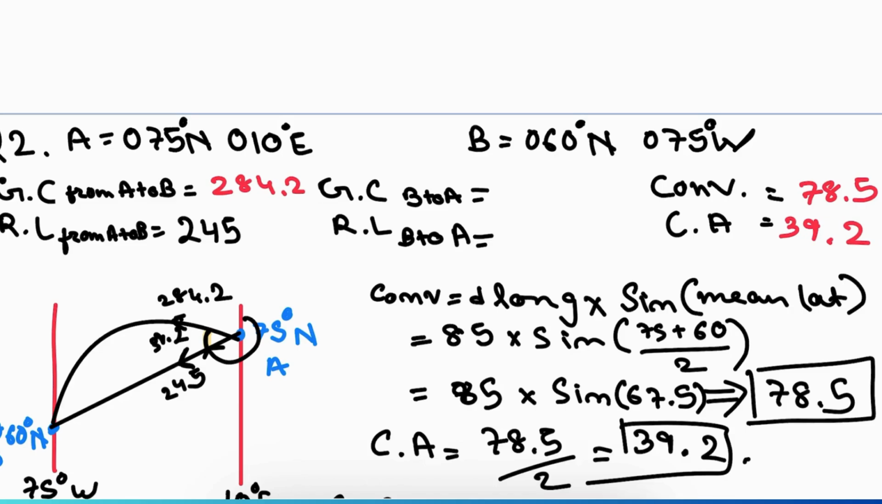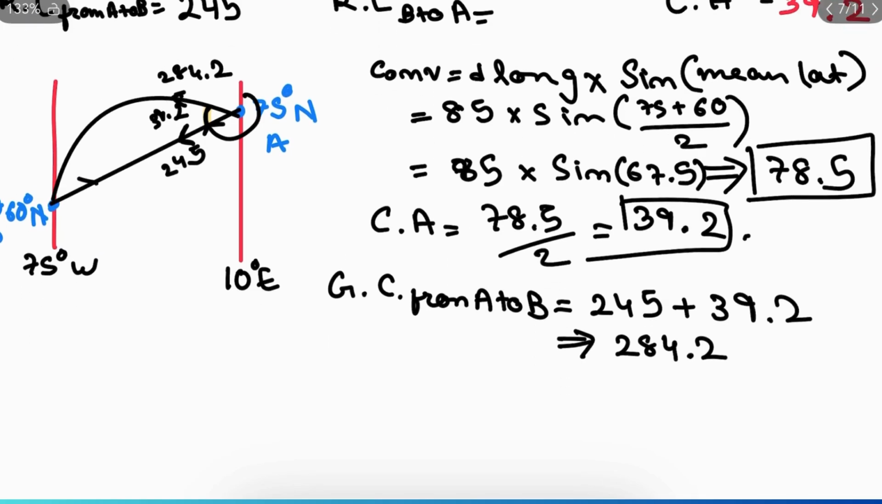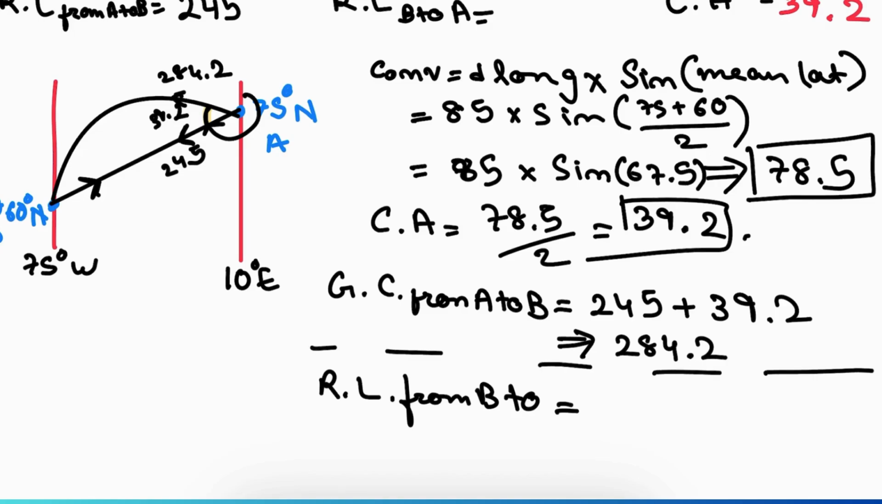Next we need to find the great circle from B to A and the rhumb line from B to A. Let's see the rhumb line from B to A. The rhumb line from B to A is going to be 180 degrees opposite to the rhumb line from A to B. So 245 minus 180 is equal to the rhumb line from B to A, which is 65 degrees.